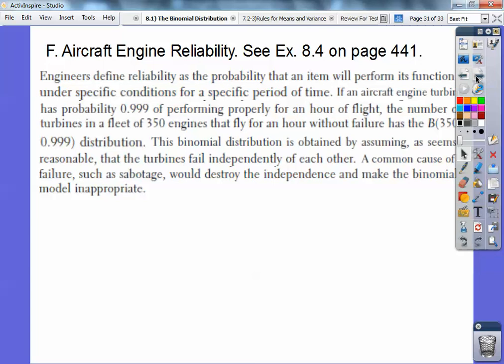Okay, so I'm going to go ahead and stop this video right here and then pick up with the second one, 8.1-2.